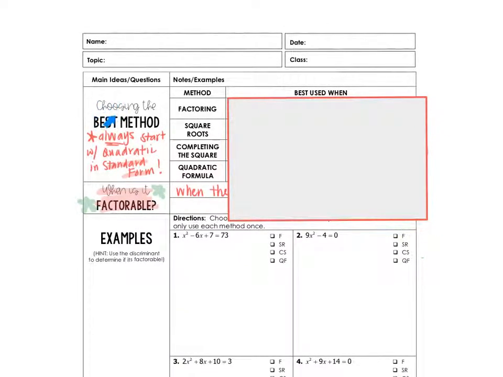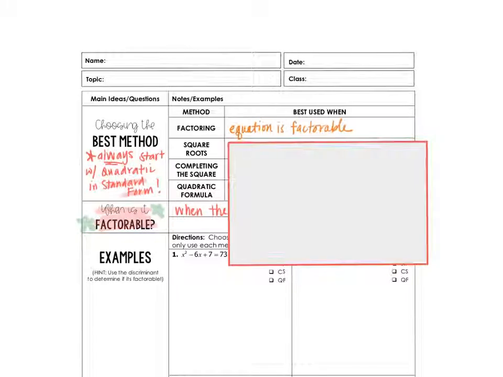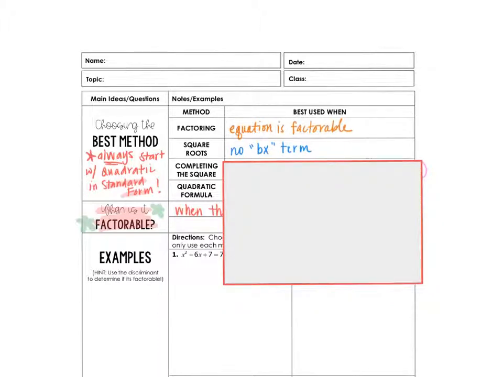For choosing the best method, one best practice is to always start with your quadratic in standard form. That will help you to quickly assess which of the 4 methods is best. So let's talk about factoring. Factoring is best used when the equation is factorable. If it's not factorable, then factoring is not the method for you. Square root method is best used when there is no bx term.